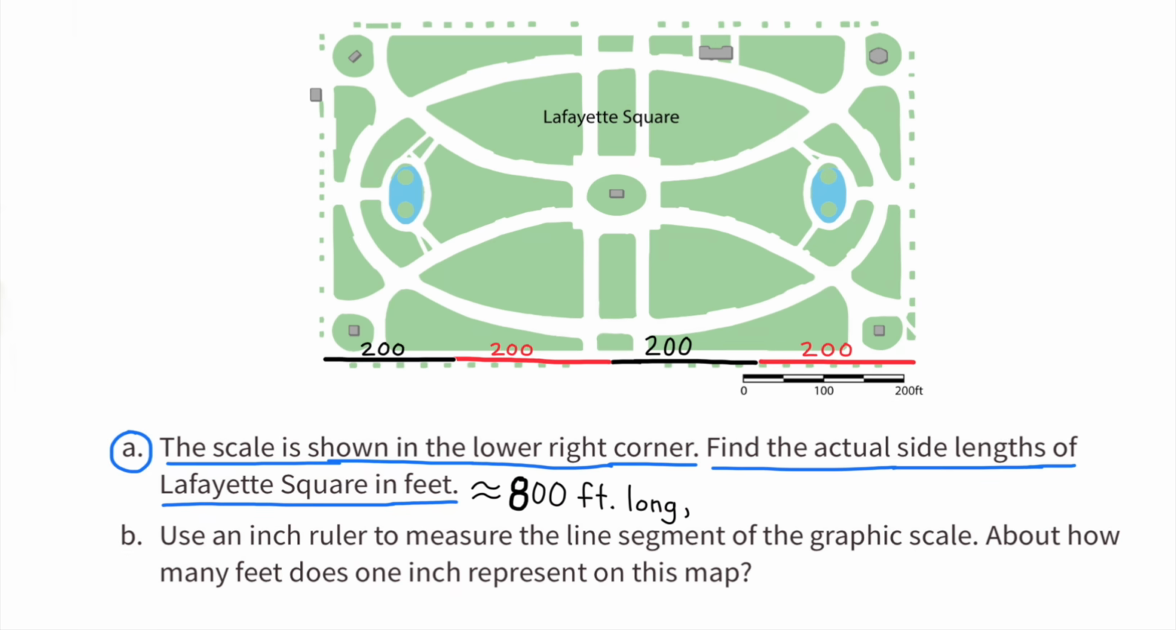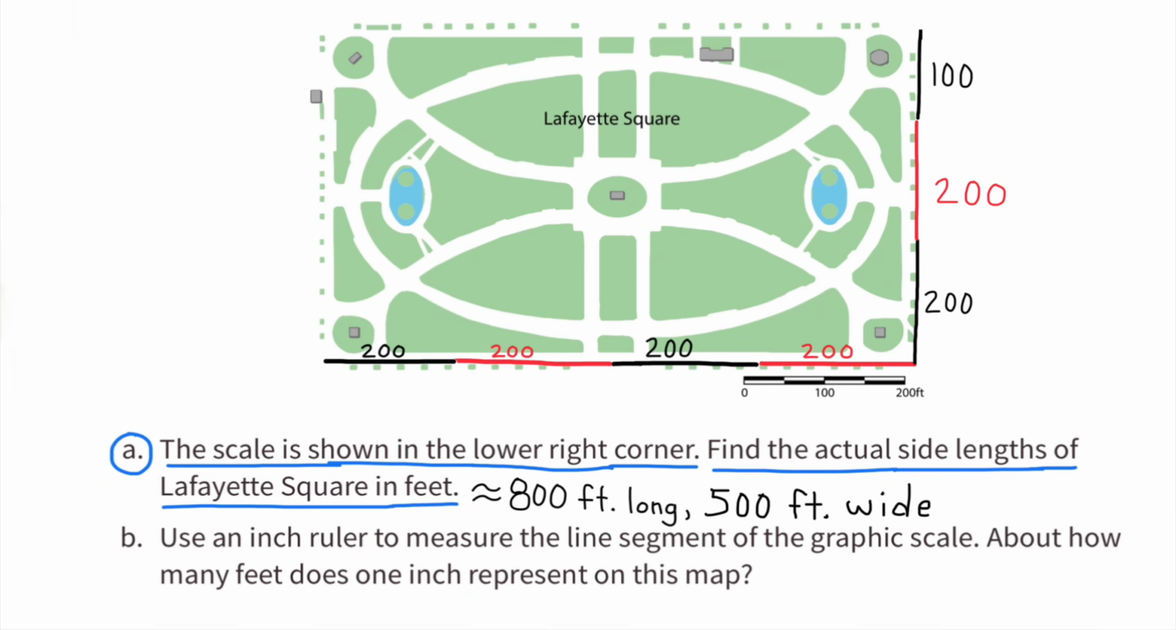The scales are 200 feet long, and I managed to fit 4 of them along the bottom, so I'd say that the length is approximately 800 feet long. Along the width of the garden, I was only able to fit about 2.5 of the scales. 200 plus 200 plus 100 is 500, so the width of the garden is approximately 500 feet wide.